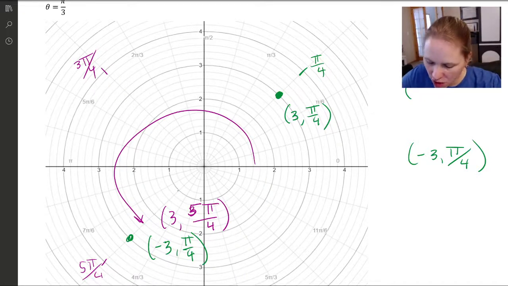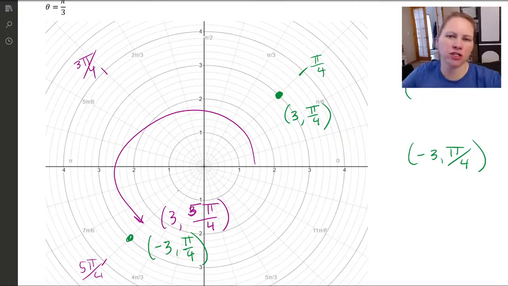So the positive r value means we're moving out towards the angle. A negative r means we rotate that angle and then move away from it. So it's a directional sign thing. But the important thing to remember is that in the polar system, the same point can have multiple names. Not true in the Cartesian system.